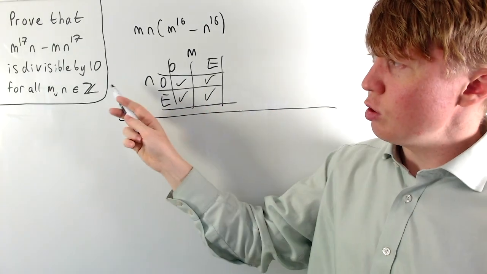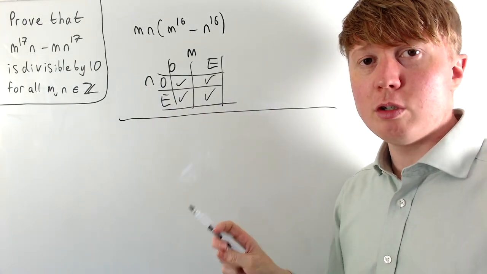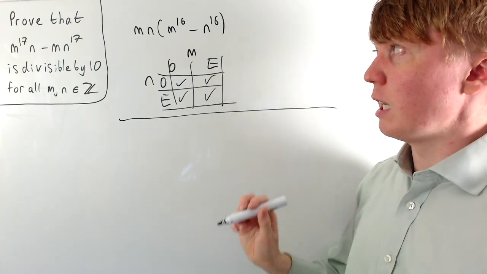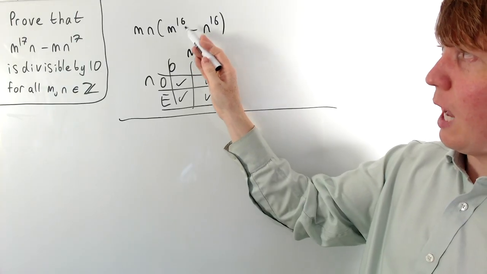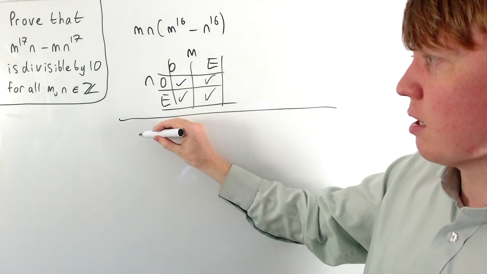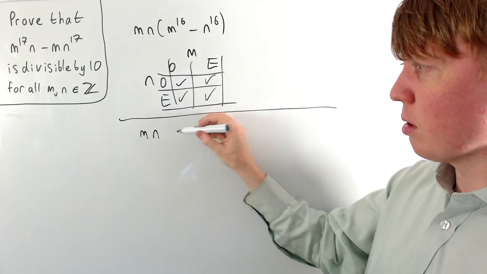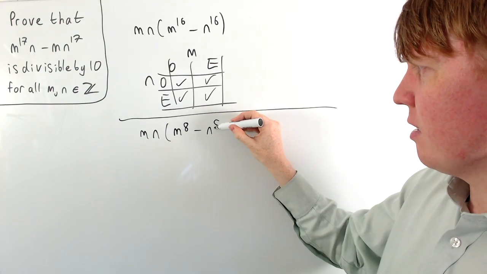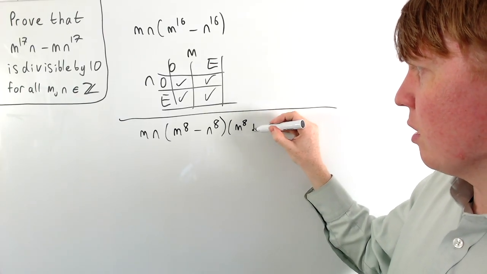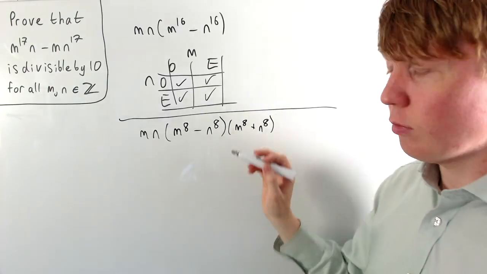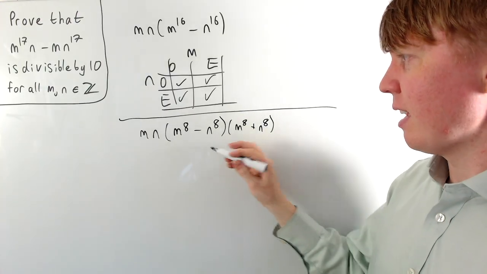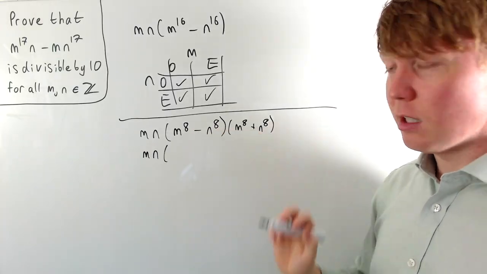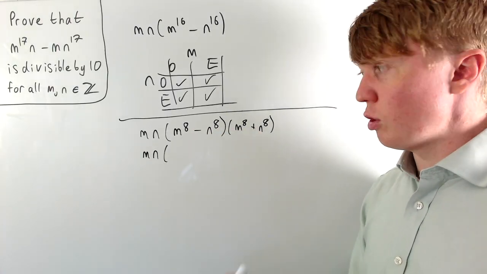Now, before we get on to showing that this is divisible by 5, we can do a bit more factorisation, which is going to help make our calculations easier later on. So you may have spotted that we've got m to the 16 minus n to the 16, which is actually a difference of two squares expression. So I'll write this as m to the 8 minus n to the 8 times m to the 8 plus n to the 8. It's a difference of two squares with m to the 8 and n to the 8. And then we can do the same thing with our m to the 8 minus n to the 8. This is another difference of two squares expression.